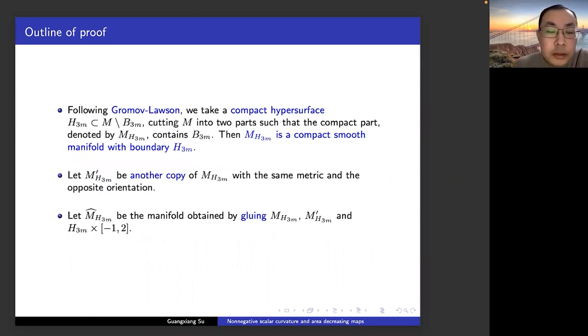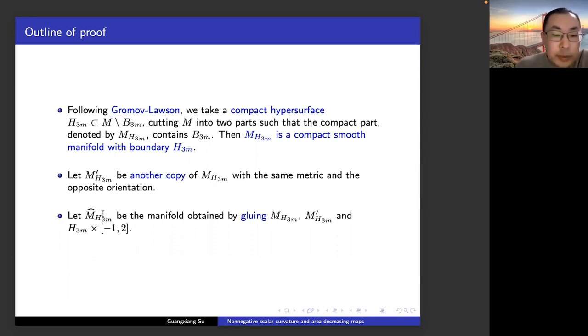Now, following Gromov and Lawson, we take a compact hypersurface H at 3m in M minus B_3m. The 3m here is for technical reasons; it will be seen later. It cuts M into two parts, such that the compact part, denoted M at 3m, contains B_3m. Then M at 3m is a compact smooth manifold with boundary. Now let M prime be another copy of M at 3m with the same metric and the opposite orientation.